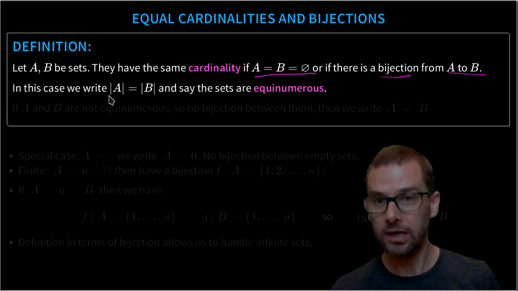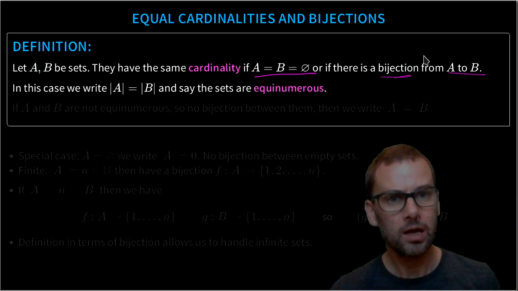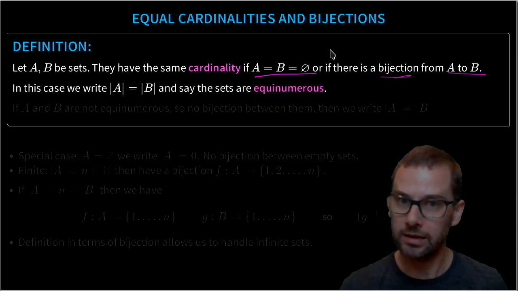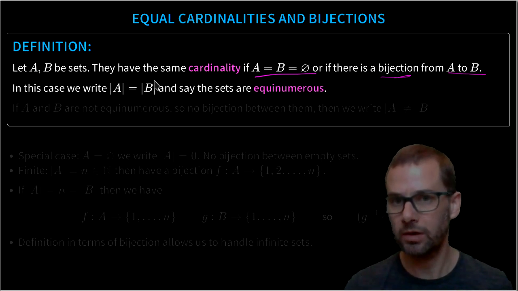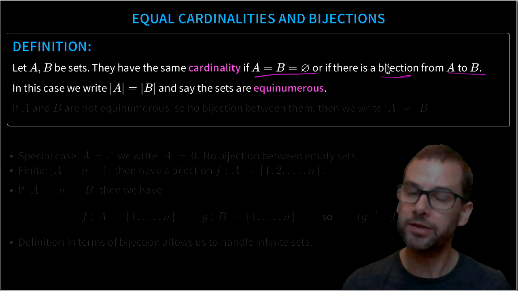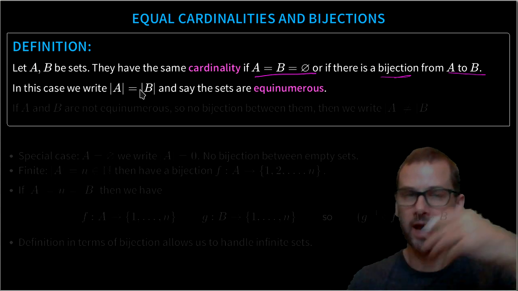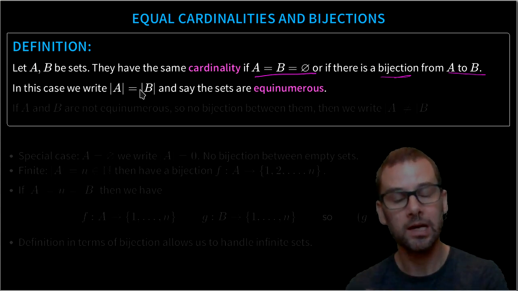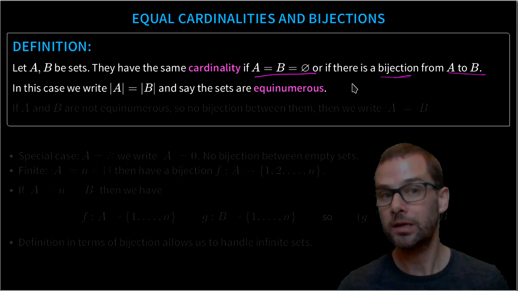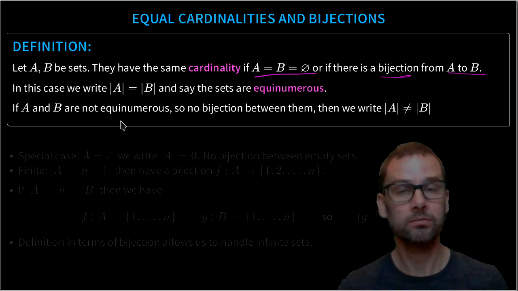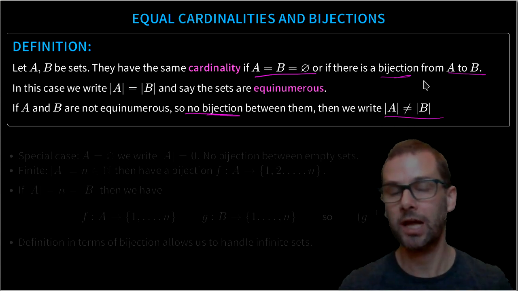And in this case, we write that the cardinality of A is equal to the cardinality of B, and we say that the sets are equinumerous. Now notice that when we've defined this notion of equinumerous and cardinality, we haven't actually introduced any integers at all. This statement depends on the existence of a bijection, not on this being equal to 6 and that being equal to 6. So we're escaping from the idea that the cardinality has to be a number, and we're expressing the cardinality in terms of the existence of a bijection, the existence of a function. Now, when A and B are not equinumerous, when they have different sizes, then there's no bijection between them, and we write this by putting a slash through the equal sign.